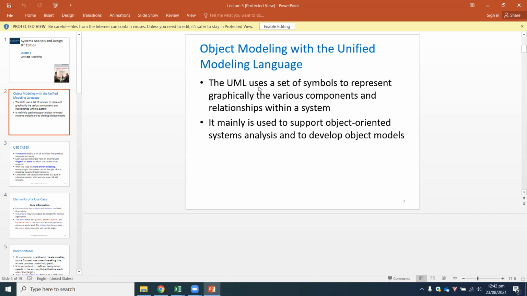Likewise, what UML does, it represents a system through the use of graphics or symbols. And within a system, it wants to see what all are the components and what is the relationship between those components. Now, there's a new term here: it is mainly used to support object-oriented systems. Now, when you talk about the word object-oriented, it basically refers to a programming language. It refers to a system or a software methodology that is built on the concept of logical objects.